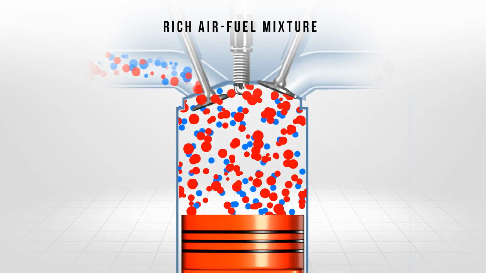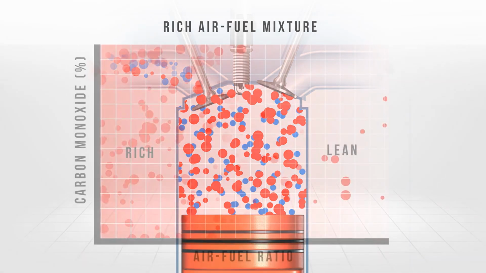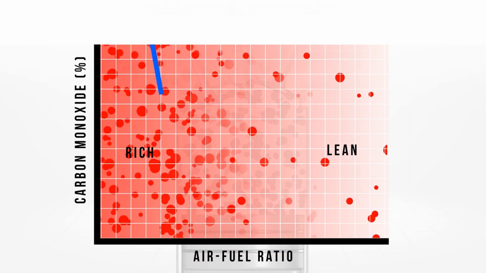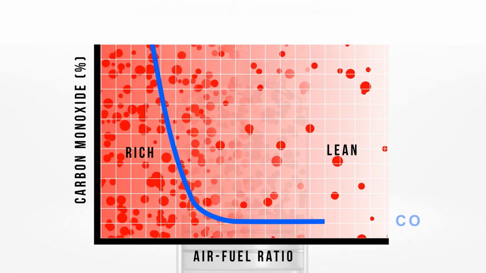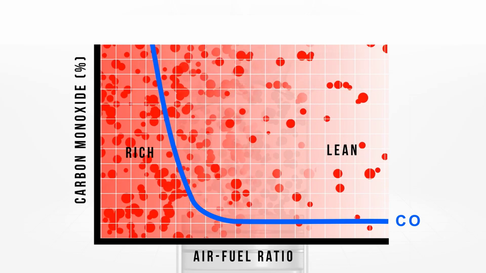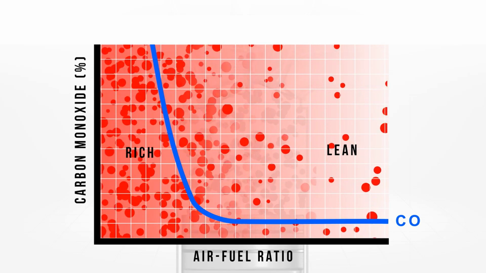This is formed as a result of insufficient oxygen in the intake charge. In other words, by rich air-fuel mixtures. As the air-fuel mixture is leaned out, the CO levels reduce. Carbon monoxide will only be formed if ignition of the intake charge takes place.